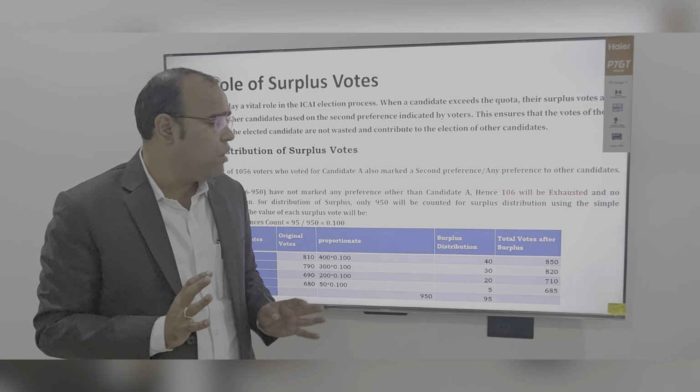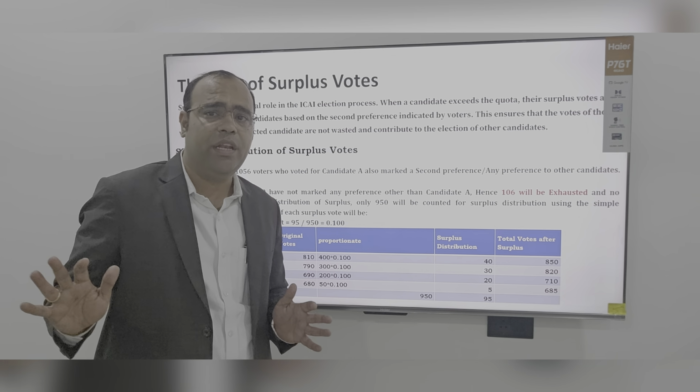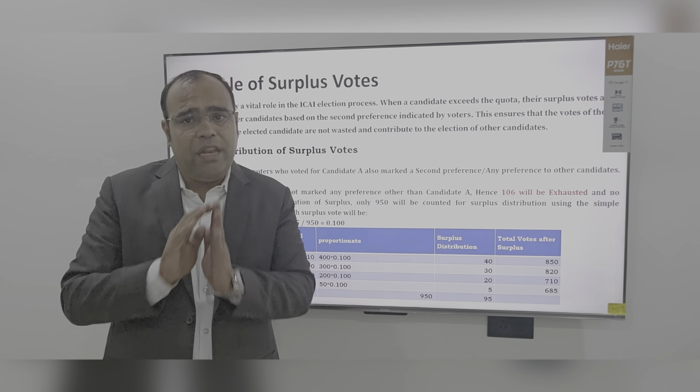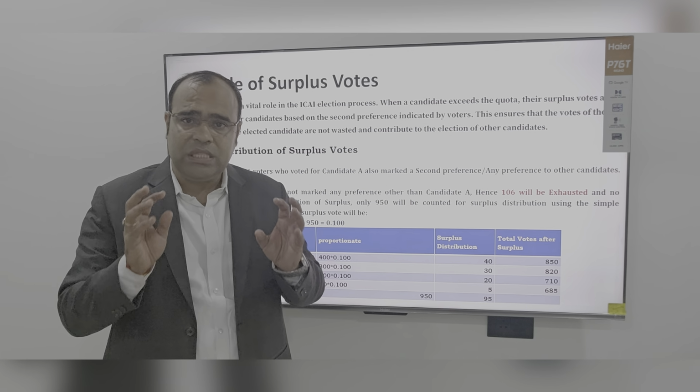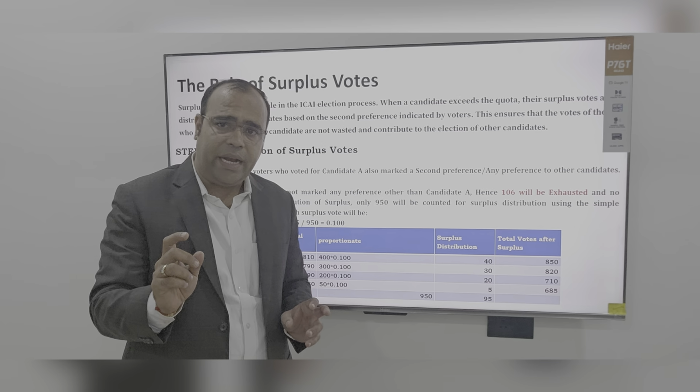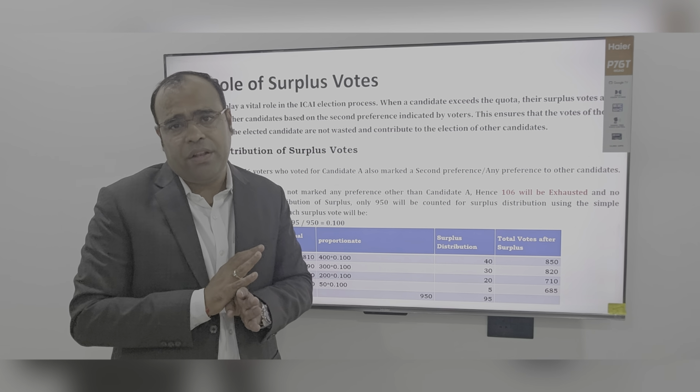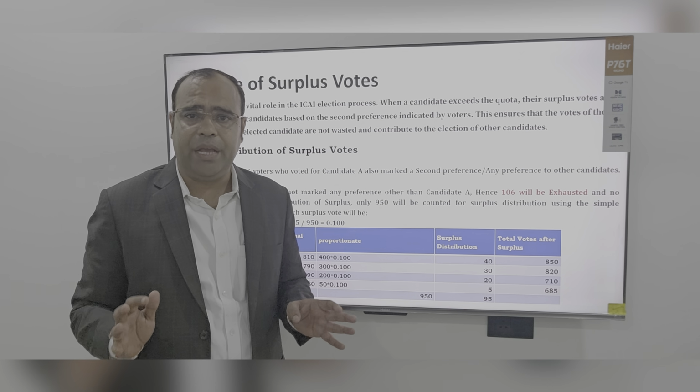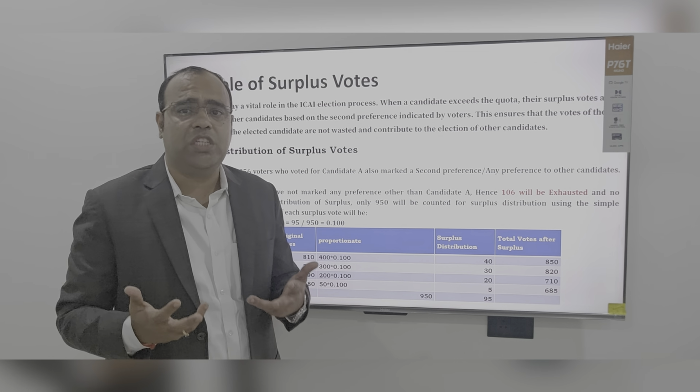So out of 1056, when 106 have not given any preference, first we will eliminate them. That is known as exhaust. This means these 106 voters have told that after candidate A, they have not given any preference to any candidate B. Hence it cannot be taken for distribution of surplus.